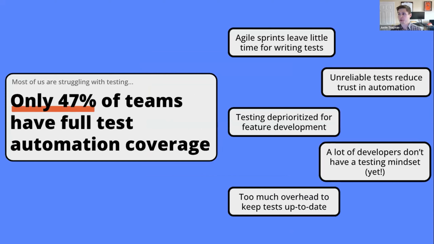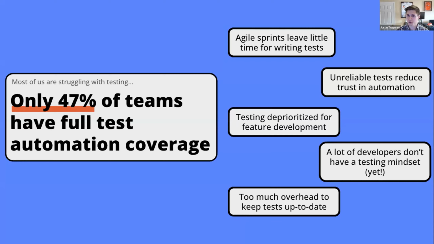So I think all developers recognize that testing is important, and the quality of our code that we're writing is important. But a lot of us are struggling with test coverage. So just some statistics, right? Only 47% of teams have full automation testing coverage. So that means over 50% don't. A majority of teams don't have a full automation test suite, and they're struggling to get there.